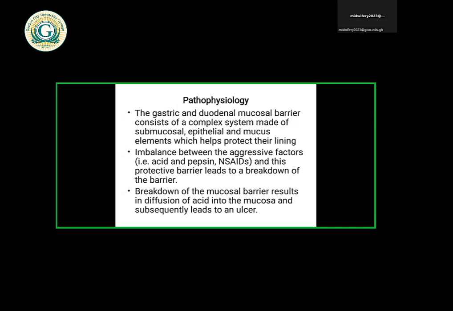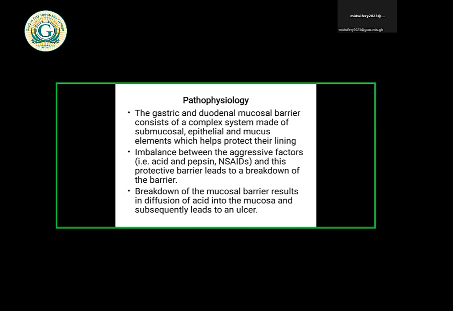We talked about it last week. So what is the pathophysiology? There are so many different pathways, but we are saying that the gastric and duodenal mucosa barrier consists of a complex system made up of submucosa, epithelial tissues, and the mucous elements, which helps to protect the lining. An imbalance between the aggressive factors and this protective barrier leads to breakdown of the barrier. That is the mucous membrane.